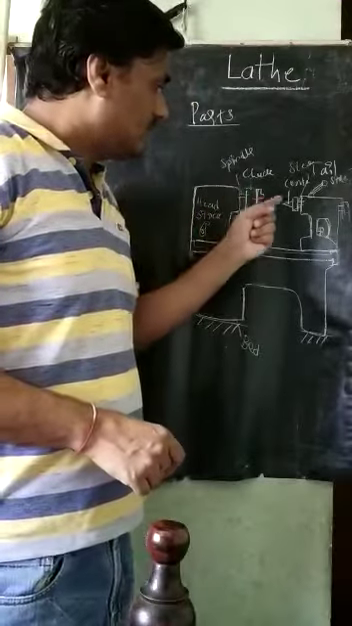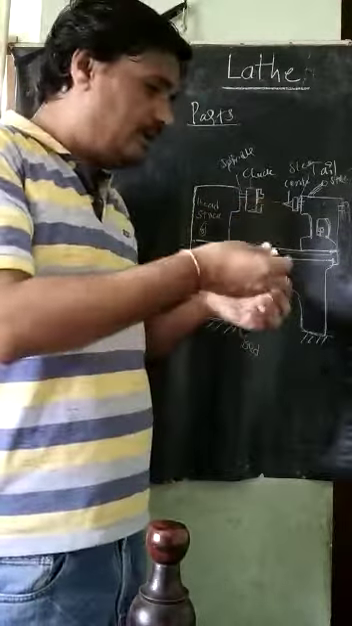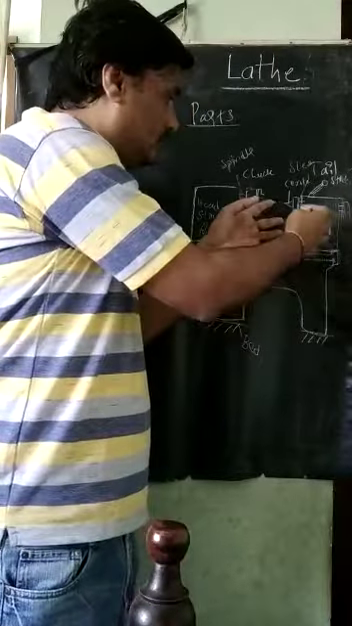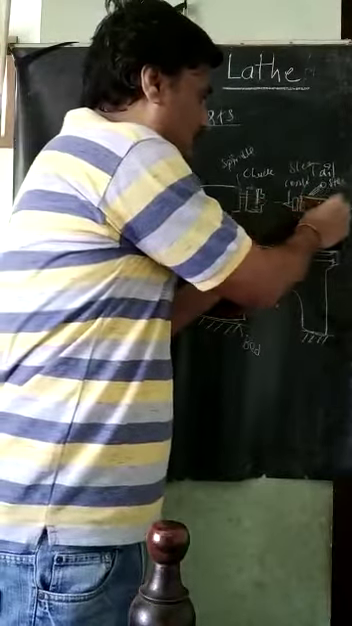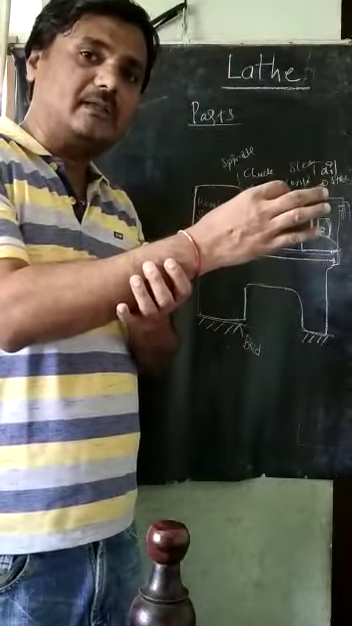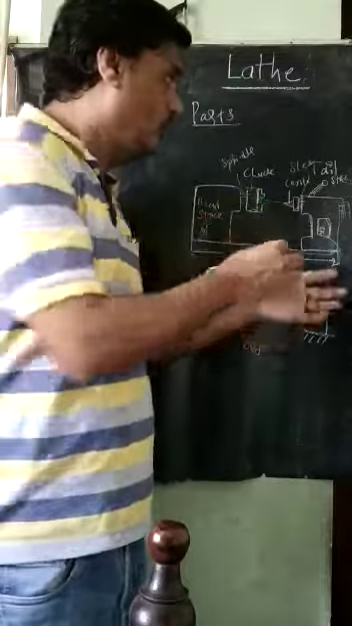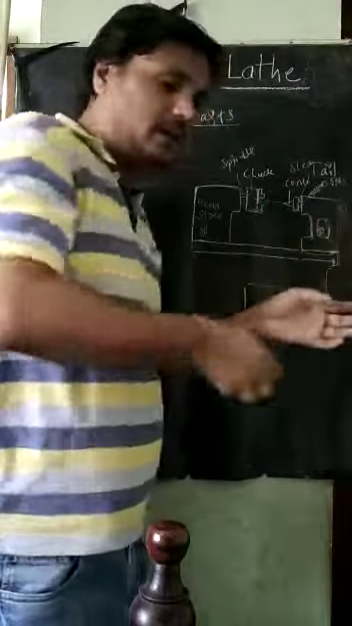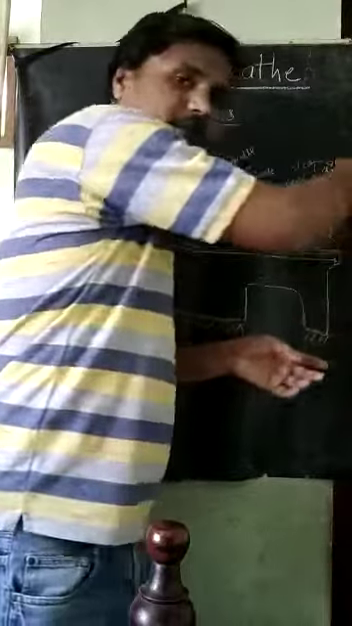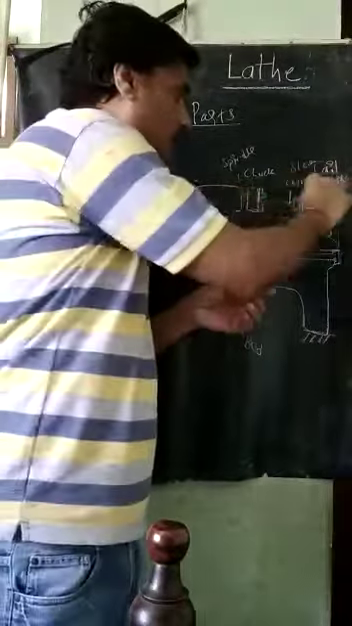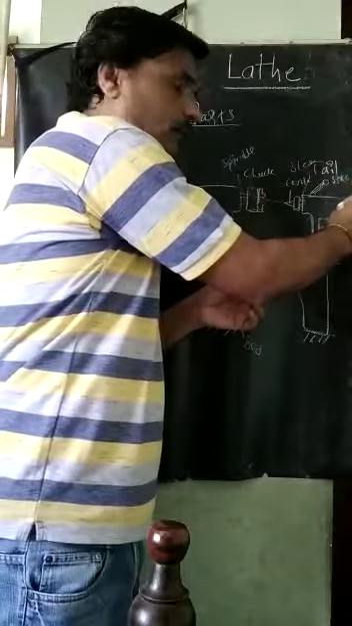Next, the sleeve can be moved after fitting at a particular position on the guideways. The total sleeve can be moved within the sleeve span with the help of one hand wheel. If I rotate this hand wheel like this, the total center will move forward and backward by rotating this hand wheel.